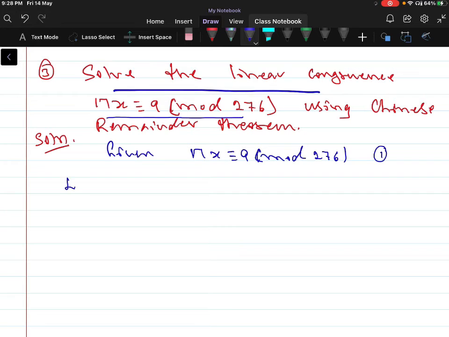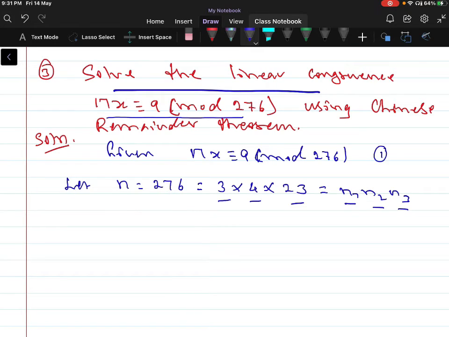Let n equal 276. 276 can be written as 3 into 4 into 23, that is n1 into n2 into n3, where n1 is 3, n2 is 4, and n3 is 23.